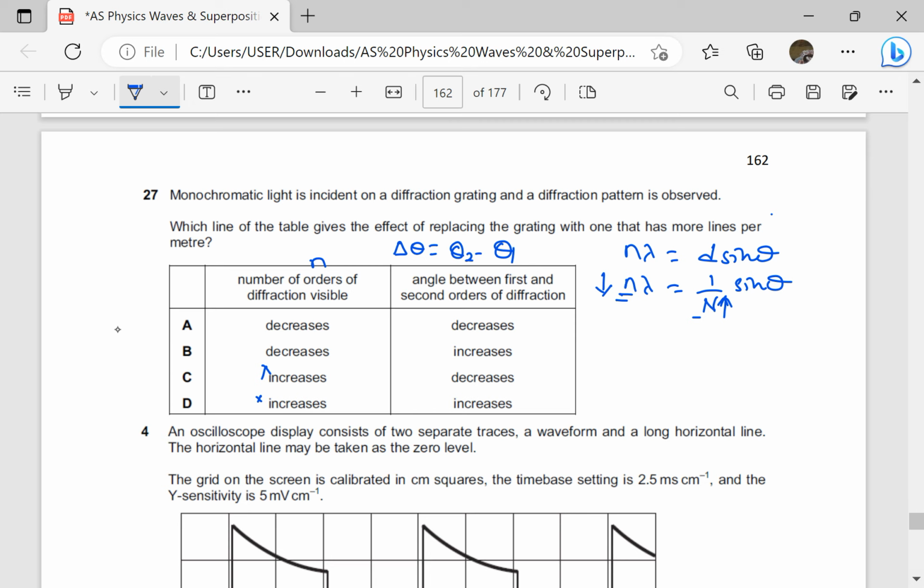But then the angle between the first and the second orders of diffraction. Now, for the angle, when I take N to the other side, you have capital N, small n lambda, is equal to sine theta. So if we increase N, it means sine theta increases. Therefore, the angle is also going to be increased. Therefore, the answer is going to be B. The angle between the first and second orders of diffraction increases.